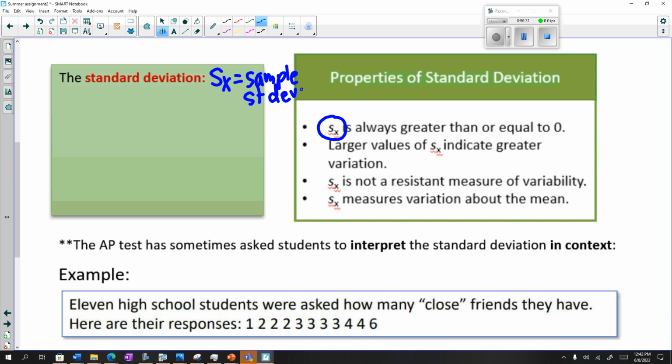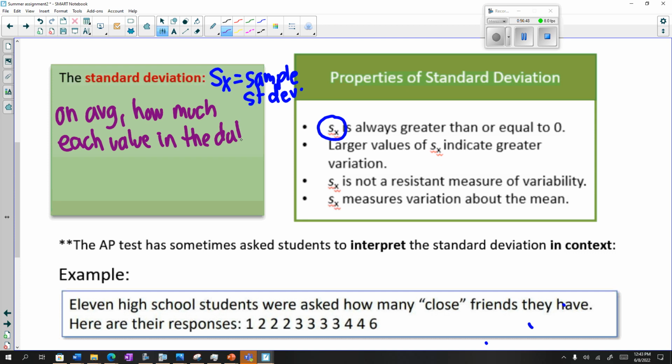So standard deviation measures, on average, how much each value in the data set deviates from the mean. Okay, so we'll give you a minute to write this down and then I'm going to explain.